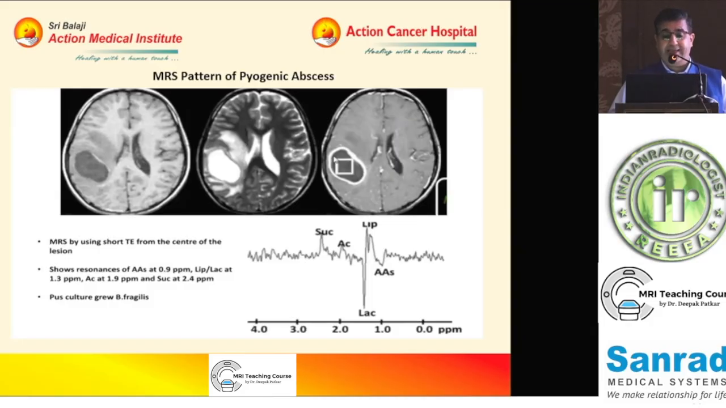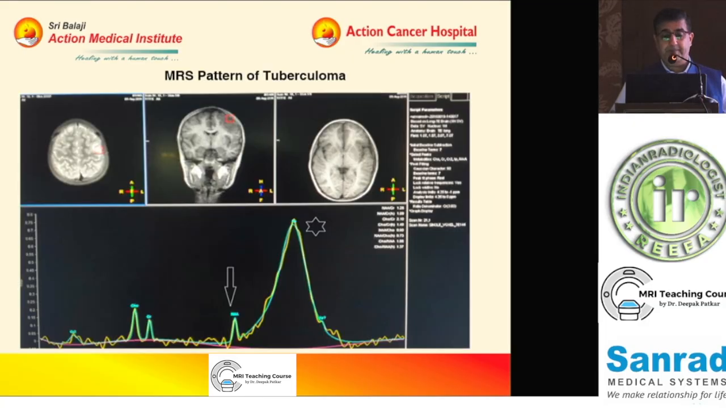Now, in a pyogenic abscess, let us say if we place a voxel within the necrotic tissue, we don't expect any of the metabolites. What do we expect? Amino acid peaks at 0.9 ppm, a lipid lactate peak, acetate peak and succinate peak, as we can see. Now, this is a typical picture of tuberculoma. Very high lipid lactate peak, even larger than NAA, all the other metabolites are suppressed.